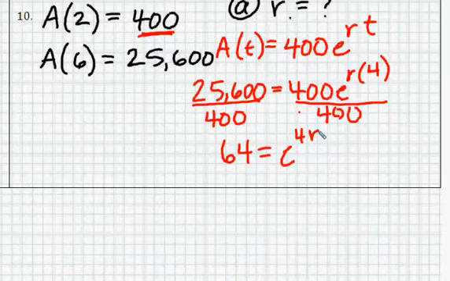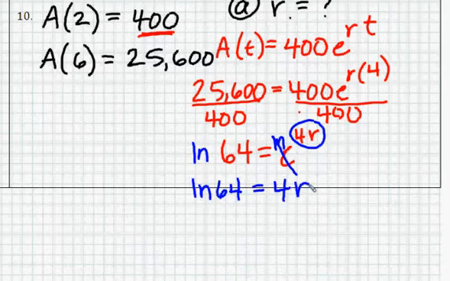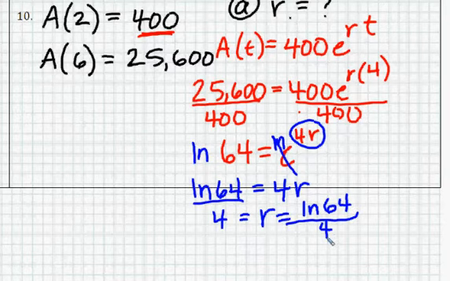To get rid of my E, I'll natural log both sides. That cancels my E out. And then that pulls my 4R down, so I have natural log of 64 equals 4 times R. To get R by itself, I'll simply divide by 4 on both sides. So I now have R being the natural log of 64 divided by 4. When I throw that into my calculator, that gives me an approximate value of 1.039.